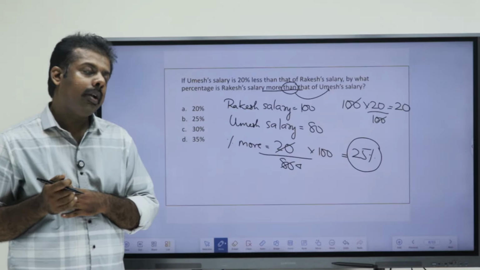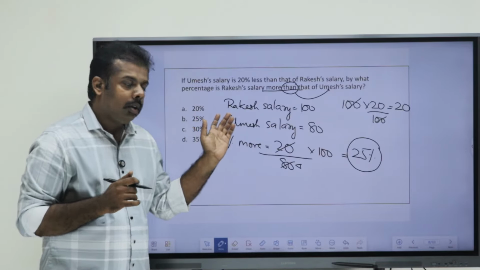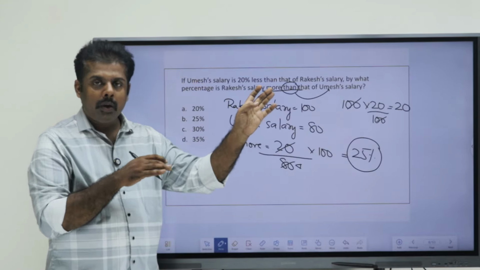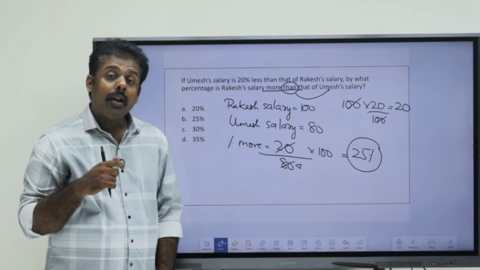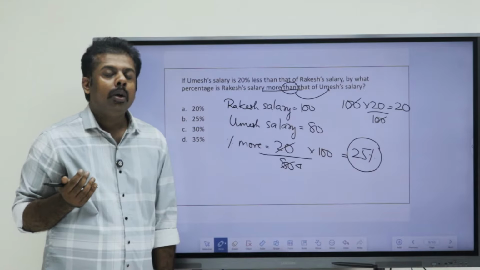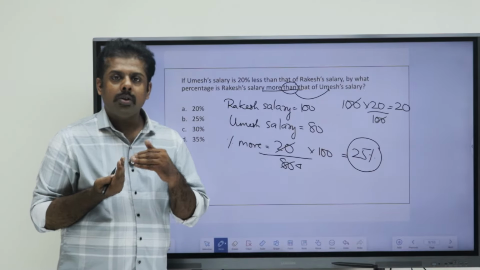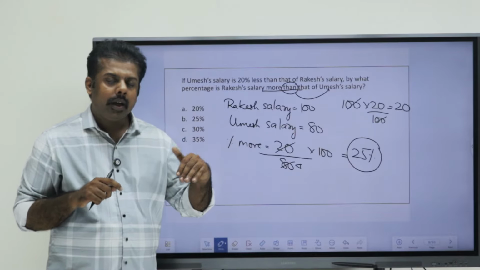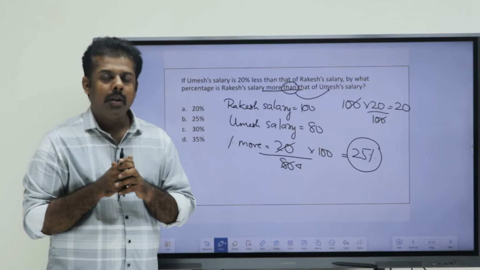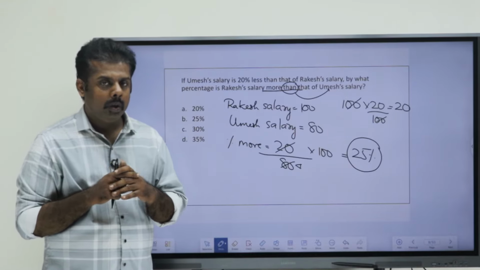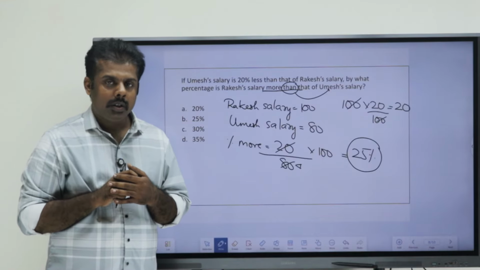Okay. So I hope that you got it. The main point was that if they are not giving a value, you can assume a value. So mostly in percentages, we are going to take that value as 100 to make the calculation a bit easier. Okay. So I hope that you got this idea. Now I think we can move to the next question.